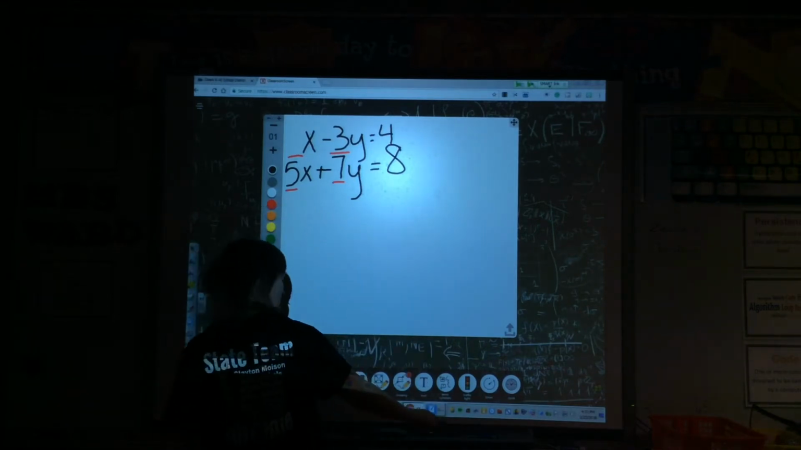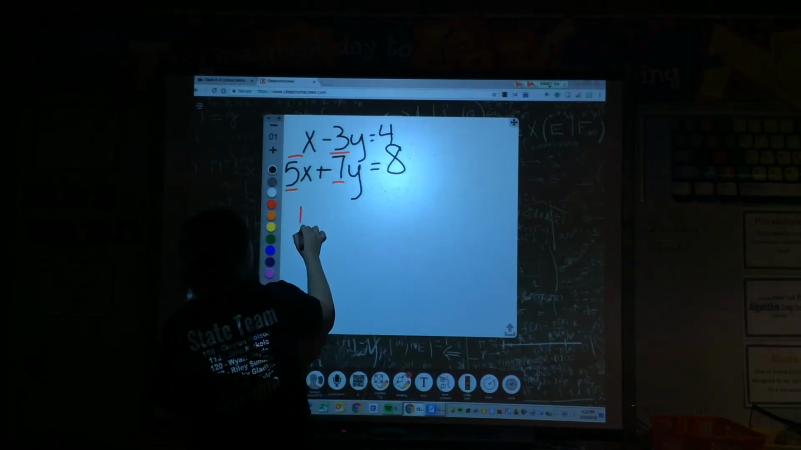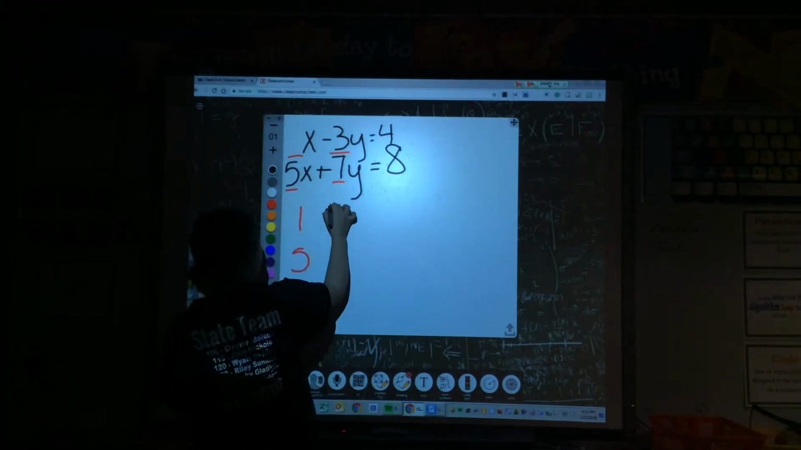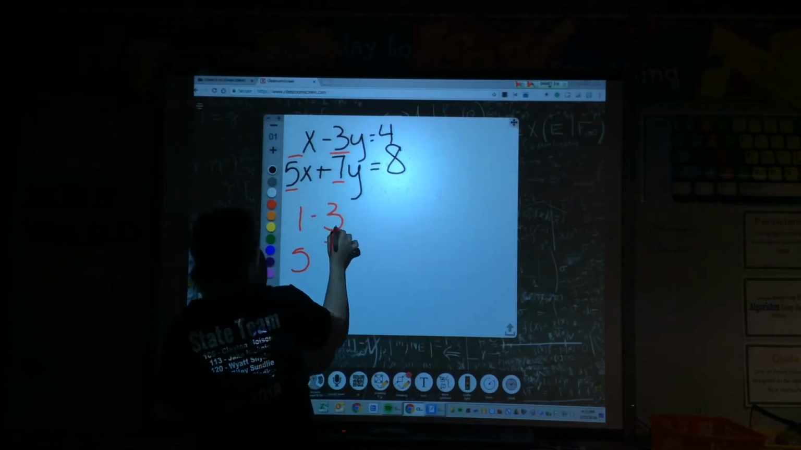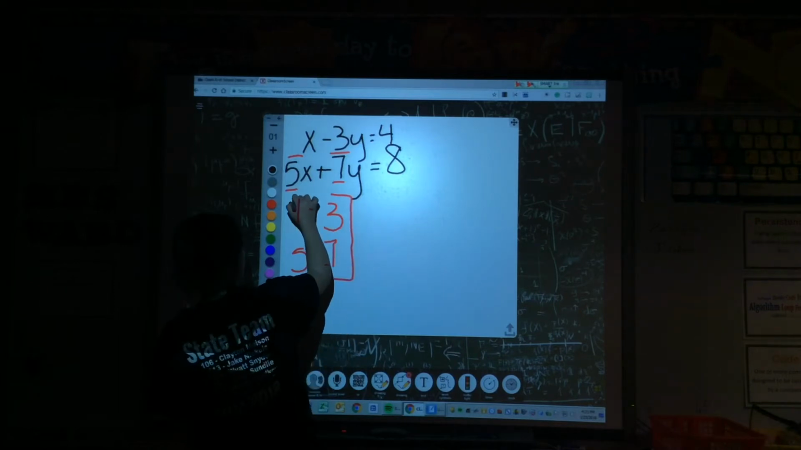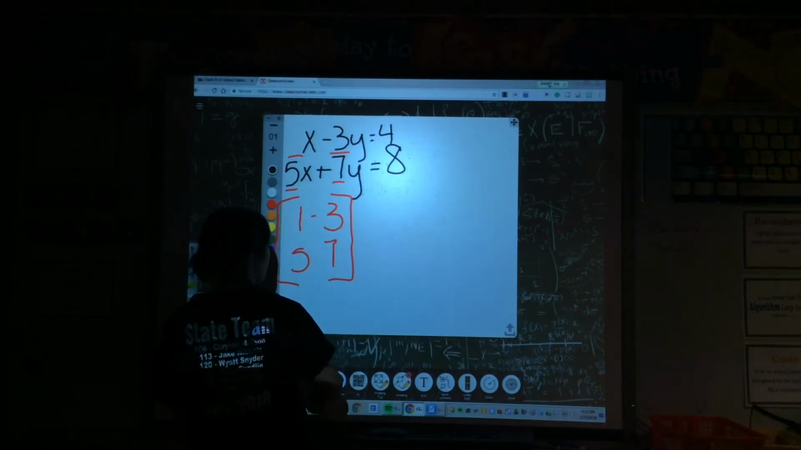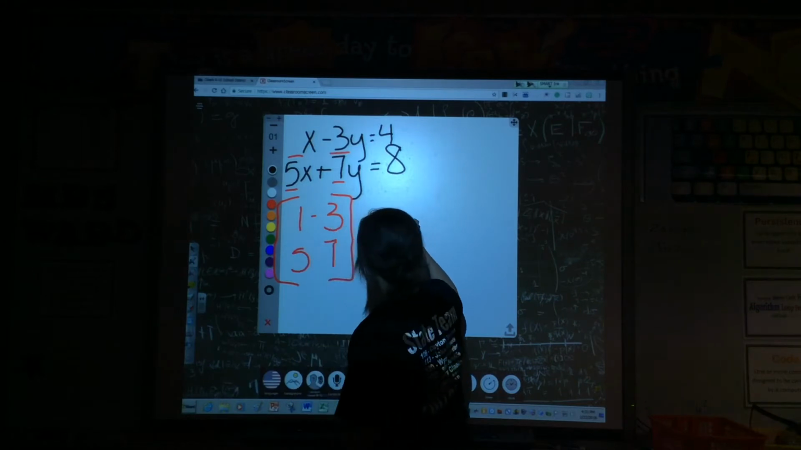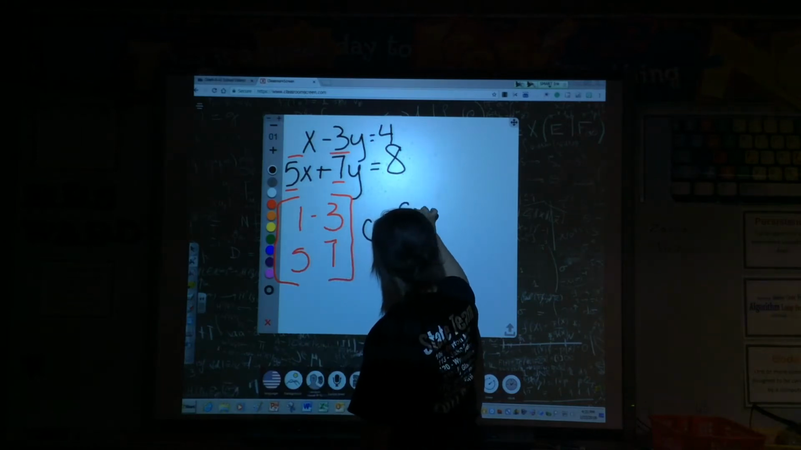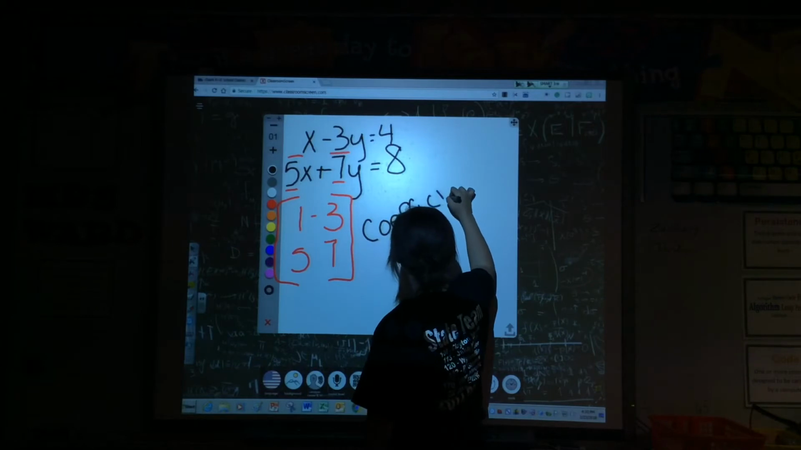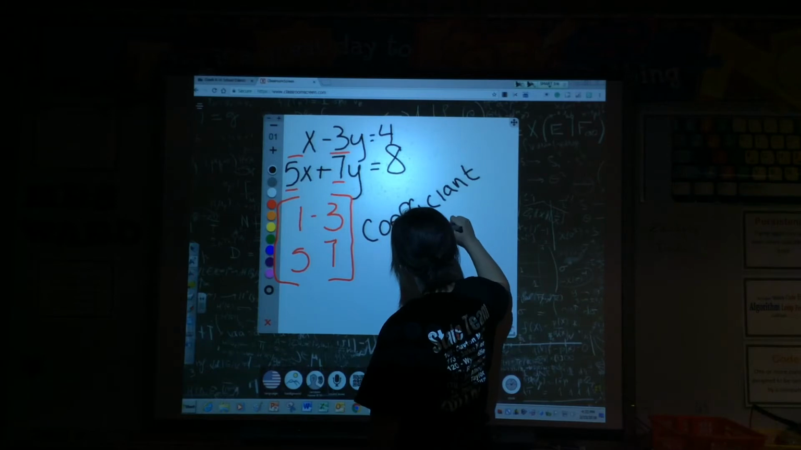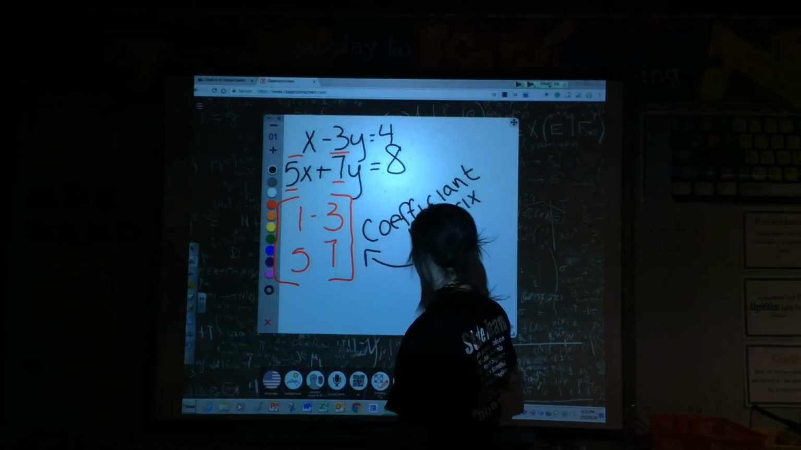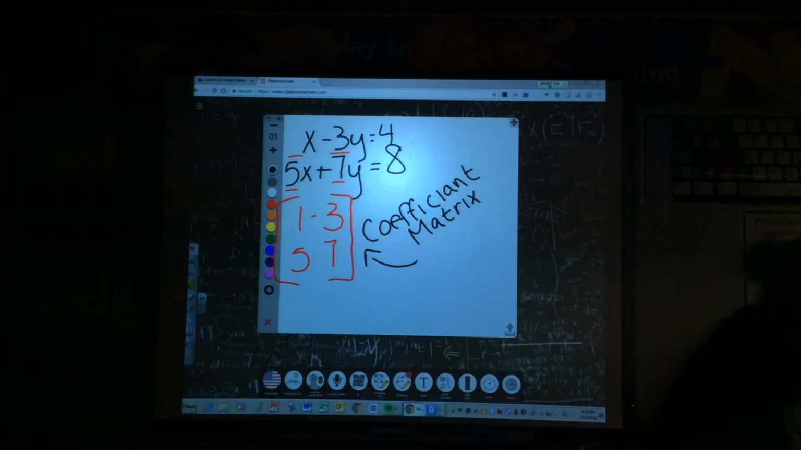So right now what she's going over is called the coefficient matrix. And we have our two linear equations. And she's going to make it into a matrix. And that's how you make a coefficient matrix.